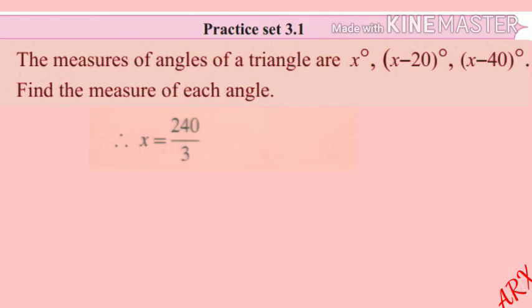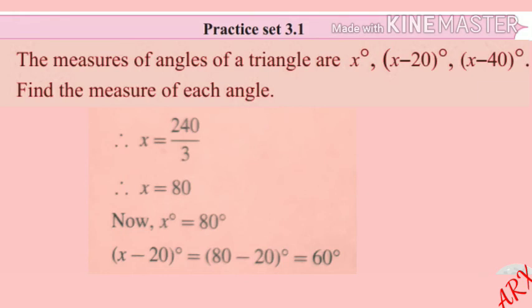Shift 3 towards the right hand side. X equal to 240 upon 3. Therefore, x equal to 80. Now x equal to 80 degree. Hence, x minus 20 equal to 80 minus 20 equal to 60 degree. Now x minus 40 equal to 80 minus 40 equal to 40 degree.